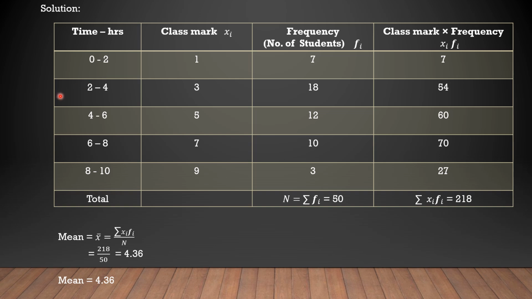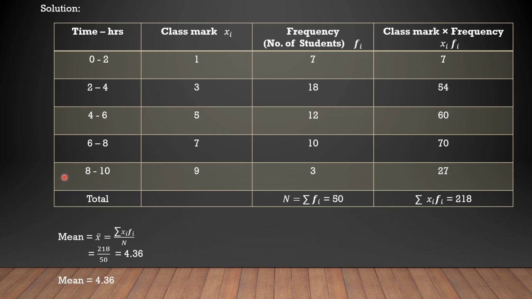Then average of 2 and 4: 2 plus 4 is 6 and 6 by 2 is 3. So value of xi is 3. Then 4 plus 6 is 10 and 10 by 2 is 5. So value of xi is 5. Then average of 6 and 8: 6 plus 8 is 14 and 14 by 2 is 7. So value of xi is 7.